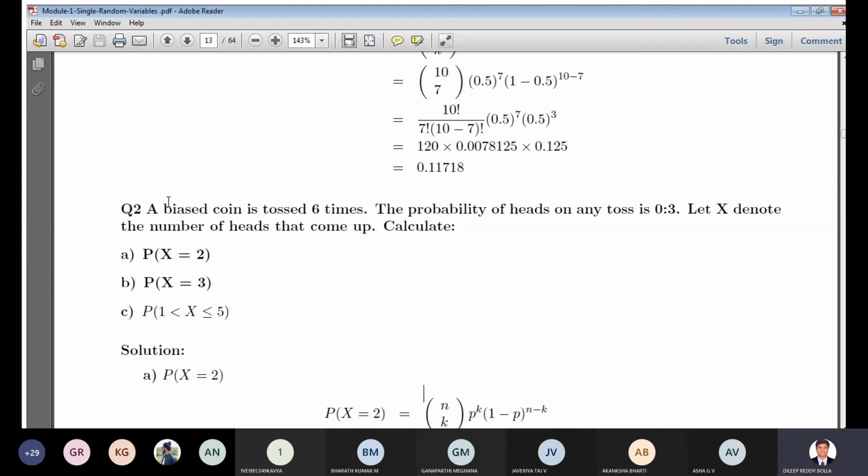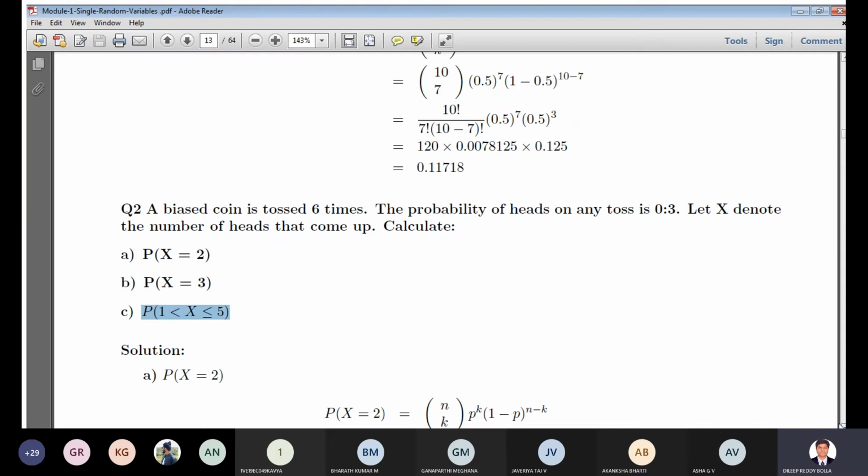Now, a biased coin is tossed 6 times. Let us see what this biased coin is and why it is tossed 6 times. Now, the probability of heads on any of the tosses is 0.3, which means 0.3 heads and 0.7 tails. Now, let x denote the number of heads that come up. Now calculate for x equal to 2 times, x equal to 3 times, or x from 1 to 5 times.